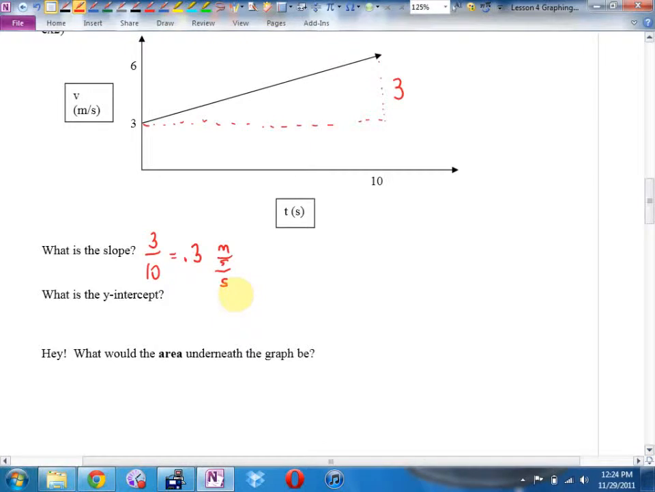All right. What is that? It's acceleration. It's the acceleration.